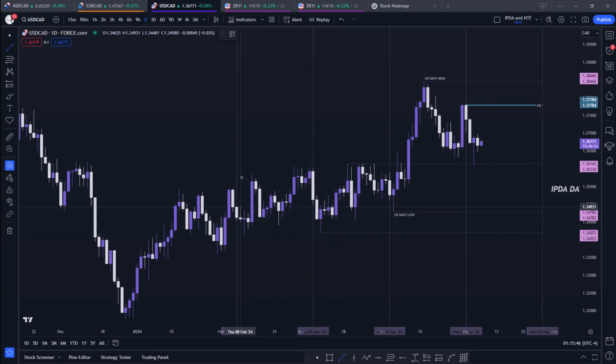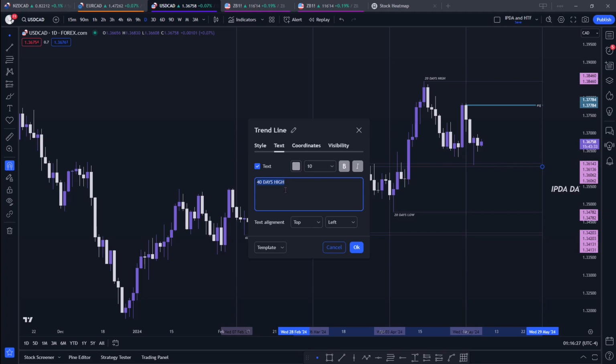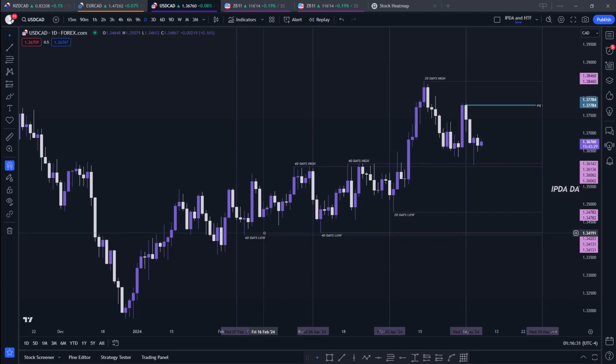And I'm hoping you did the same for the 60 days look back. So that's the lowest point, and the highest point is right there. Let's label this appropriately, and that's the 60 days look back high. So we've got our 60 days look back low, 60 days look back high, 40 days low, 40 days high, and 20 days low with 20 days high.